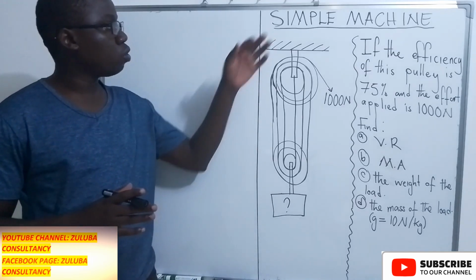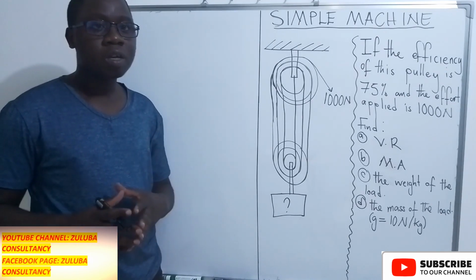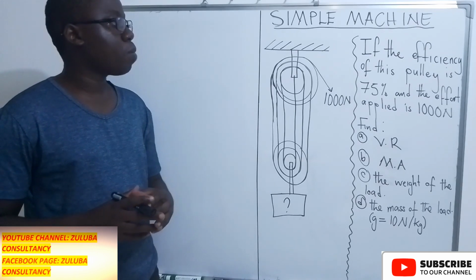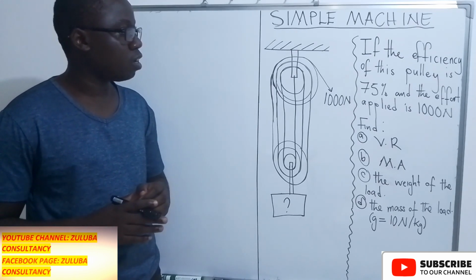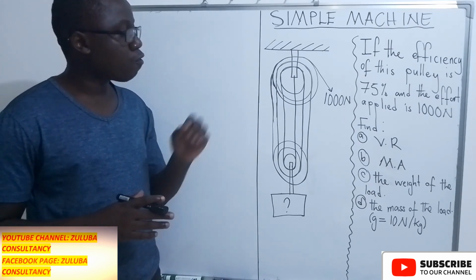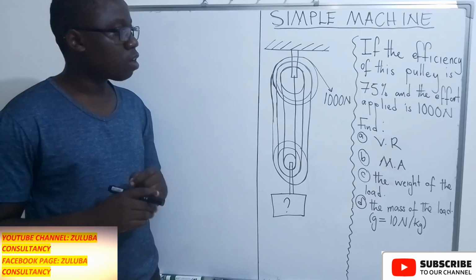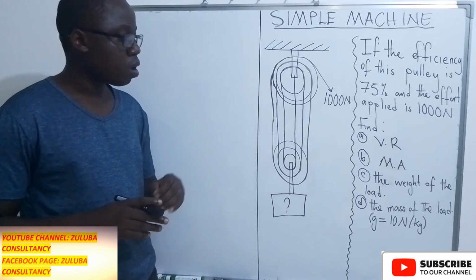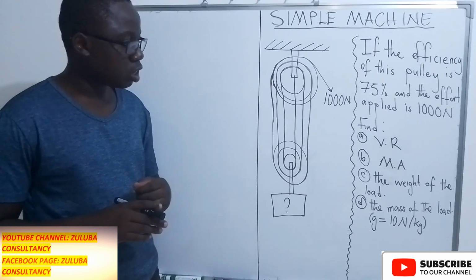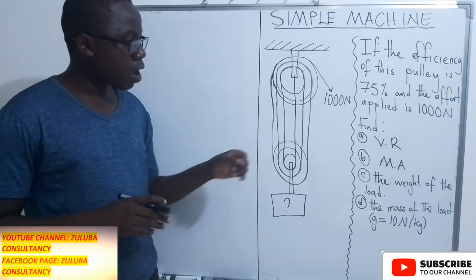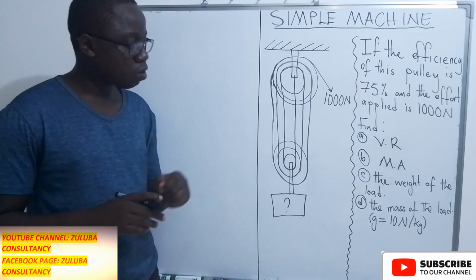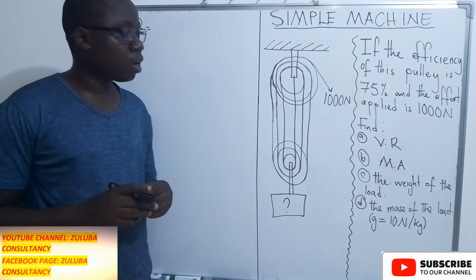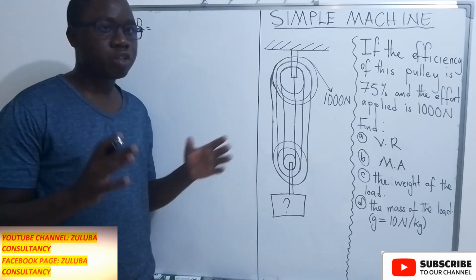In this video, I want to look at this question under the topic simple machine. The question reads: if the efficiency of the pulley is 75% and the effort applied is 1000 newtons, find A, the velocity ratio, B, the mechanical advantage, C, the weight of the load, and last but not the least, the mass of the load. The first question is asking us to find the velocity ratio.